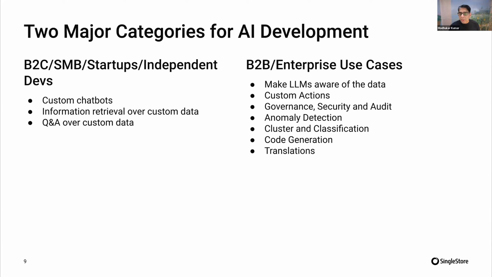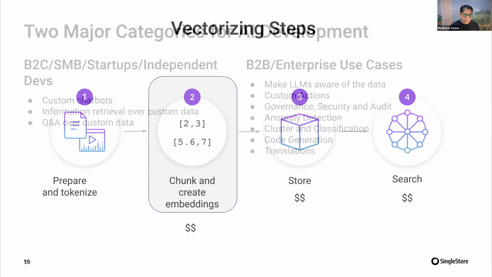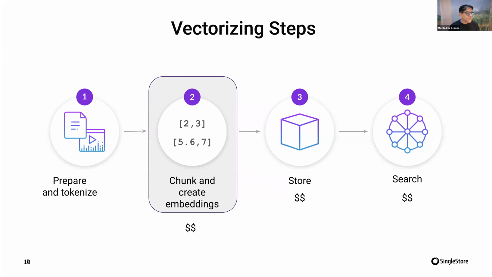They've been using it for anomaly detection. They've been using it for clustering and classification. And of course, if you step out, you can also use it for code generation, translations, and whatnot. So you're building some meaningful applications that have a moat around them. And what is that moat? What makes that different? I'm going to touch upon that too.